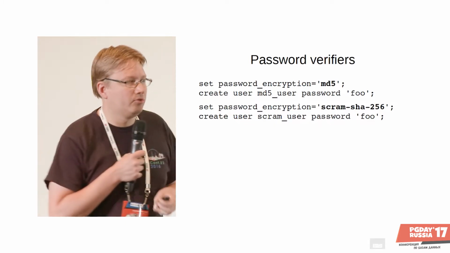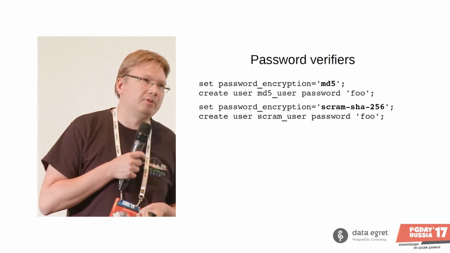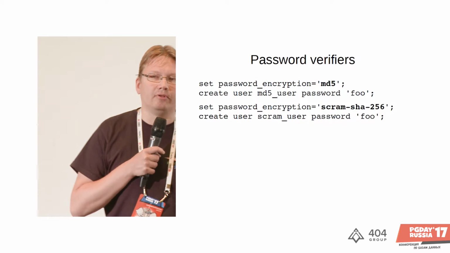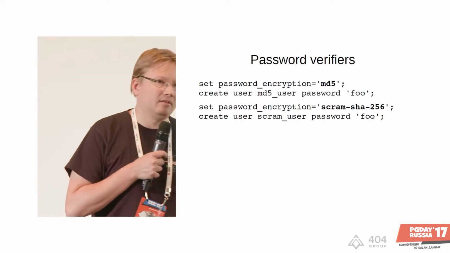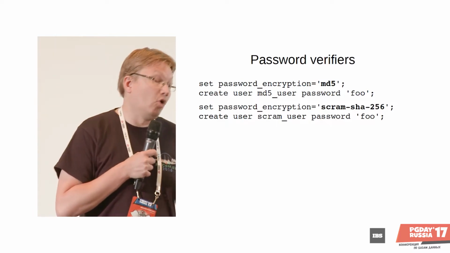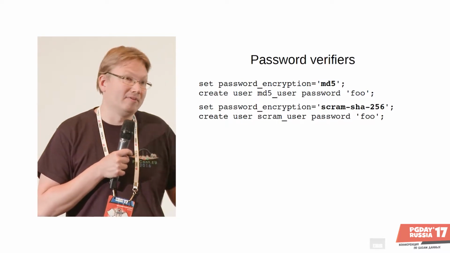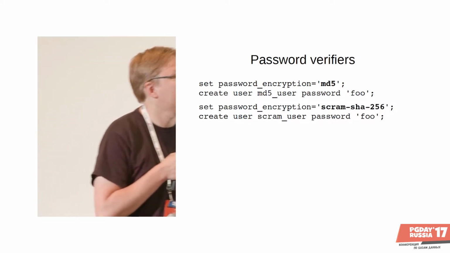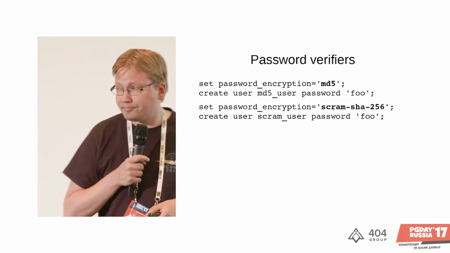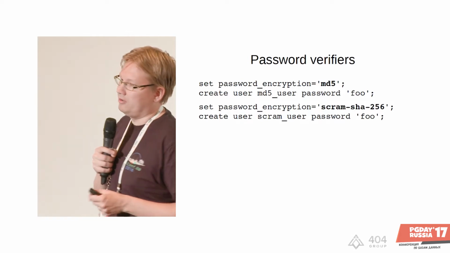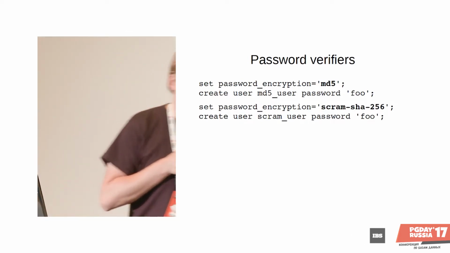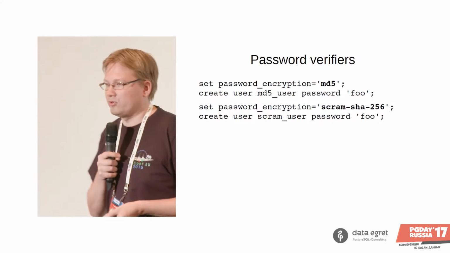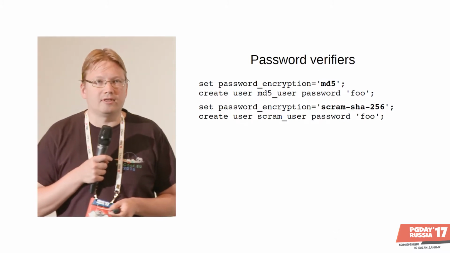There used to be a password encryption option in previous versions too, but it only had two values, on or off. And off used to mean that the passwords are stored in plain text in the server. We took the off option away, so in Postgres 10 they will always be hashed with either MD5 or they can now be hashed using the SCRAM SHA-256 algorithm. So it's no longer a Boolean, it's now an enum option where you can specify MD5 or SCRAM SHA-256. We still accept on as an alias for MD5 for backwards compatibility, so if you have old configuration files lying around, they should still work.